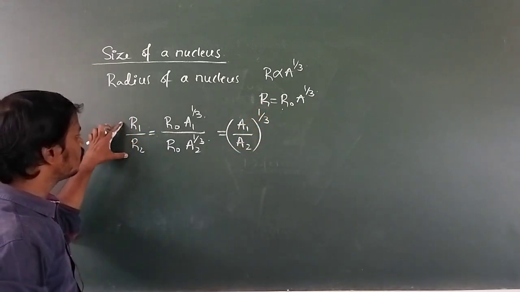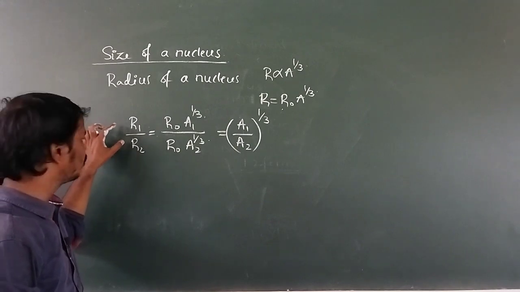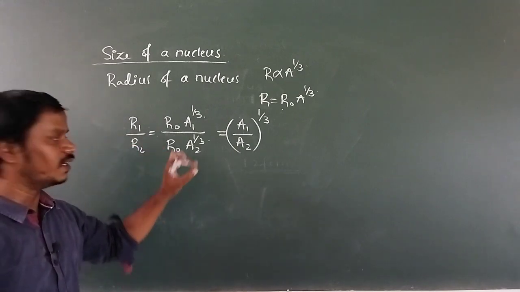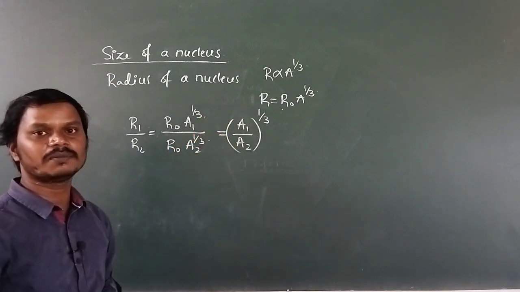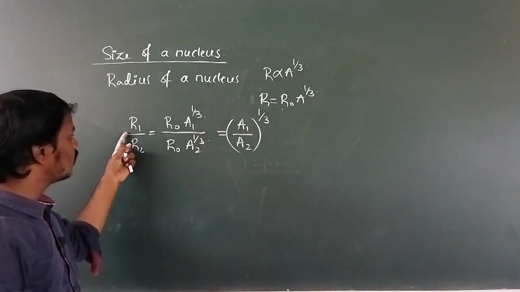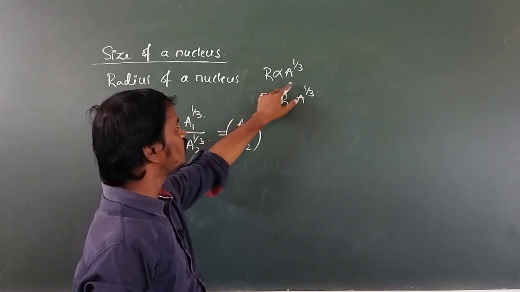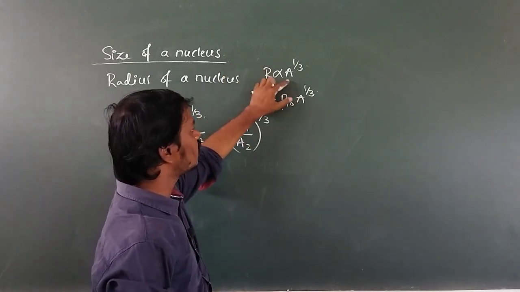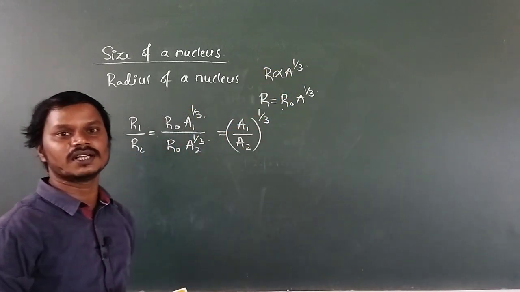It is the formula used to find the ratio of radii of two nuclei. A1 is the mass number of the first nucleus and A2 is the mass number of the second nucleus. Radius depends on the mass number. And how is the radius related to mass number? The radius is directly proportional to the cube root of mass number.